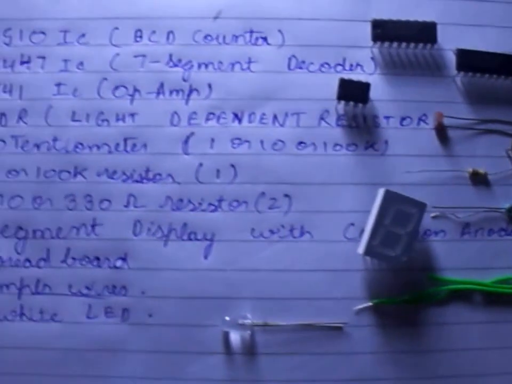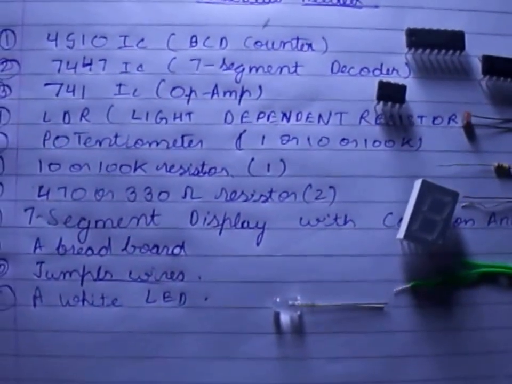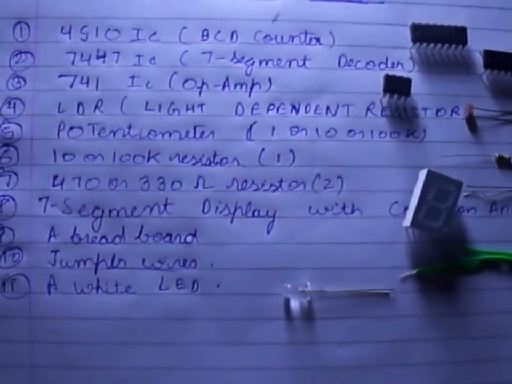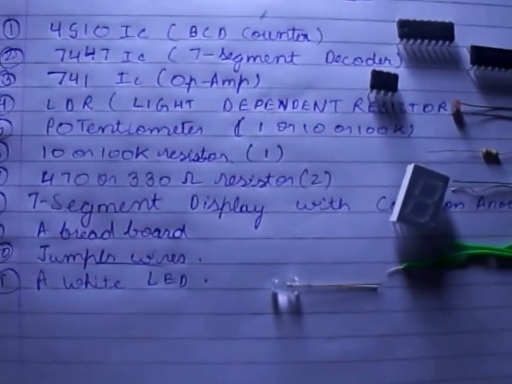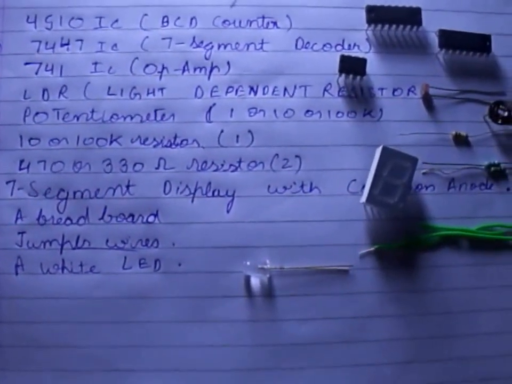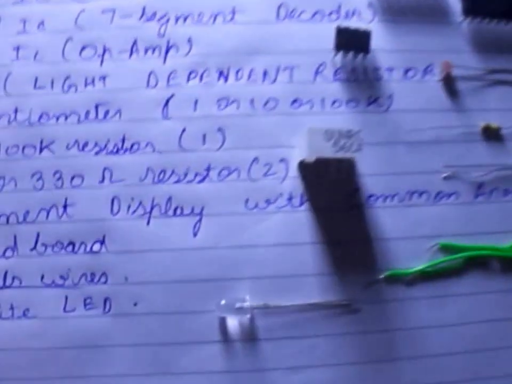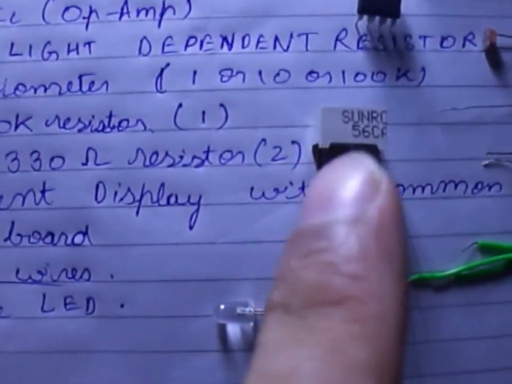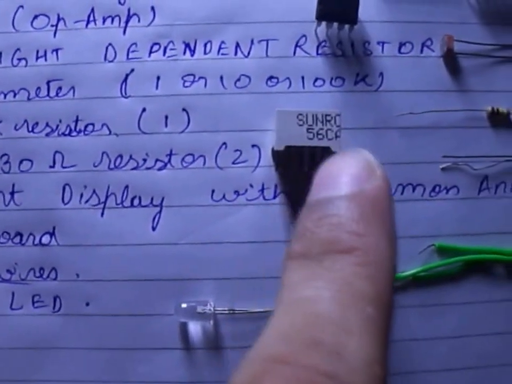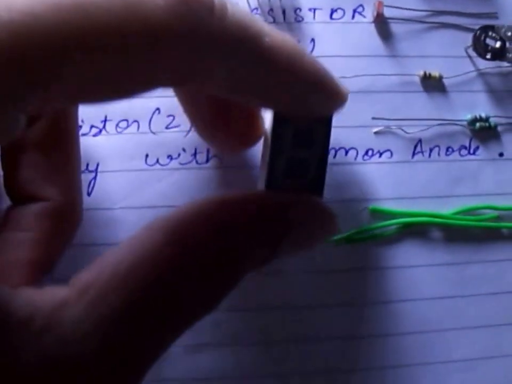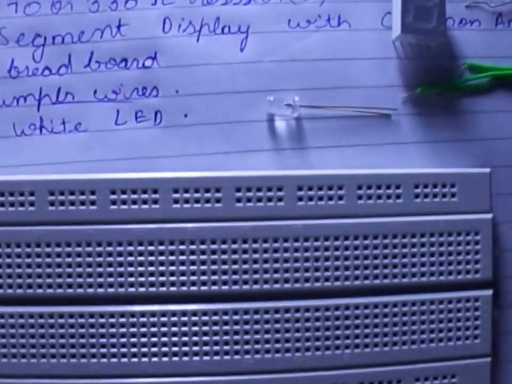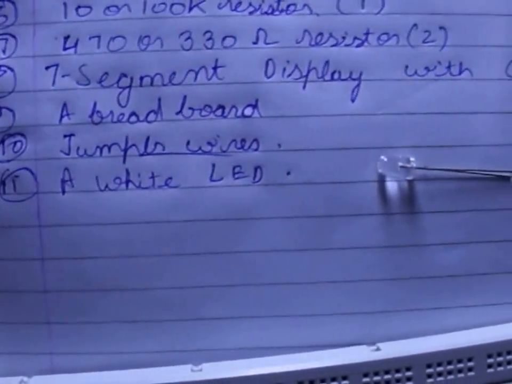After that there is a 470 ohm or 330 ohm resistor, that is we will need 2 of them. I have used a 7 segment display, that is this LED display, which is a common anode type. For recognizing common anode, we can see that CA is referring to the common anode. We will need a breadboard, that is this, then a few jumper wires, in fact many jumper wires, and a white LED.